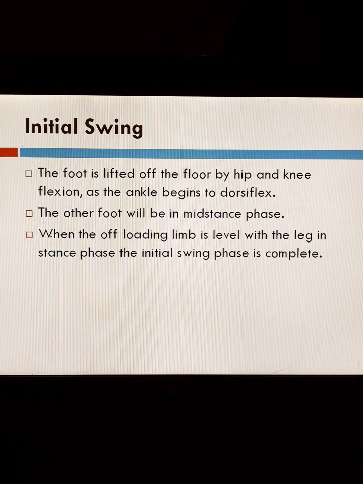Initial swing is the phase in which the foot is lifted off the floor by hip and knee flexion and the ankle begins to dorsiflex. The other foot will be in mid-stance phase when the offloading limb is level with the leg. In swing phase, the initial swing is complete.